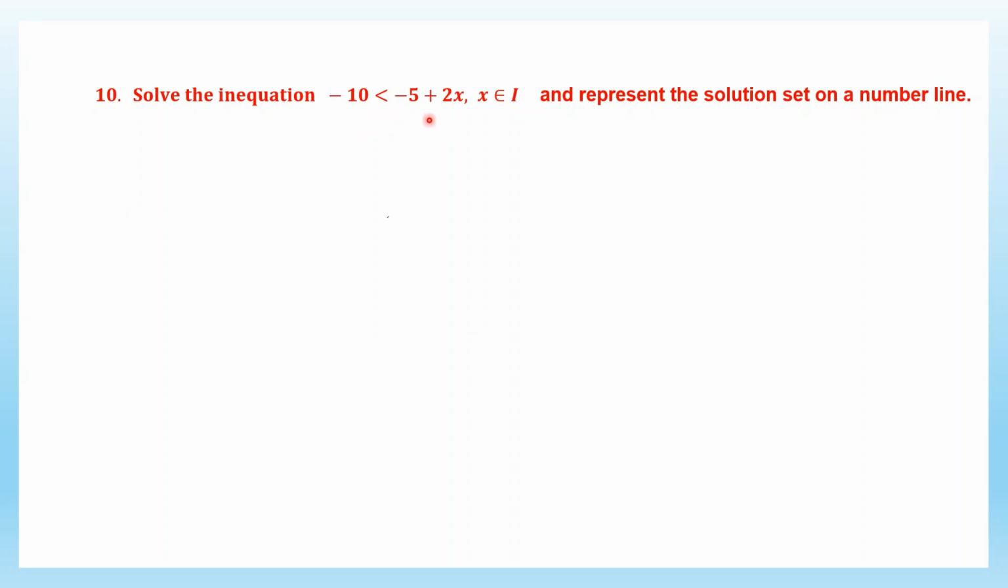Question 10. -10 is less than -5 plus 2x, and x belongs to the set of integers. So let's write down a few values for integers. Integers will have negative numbers.